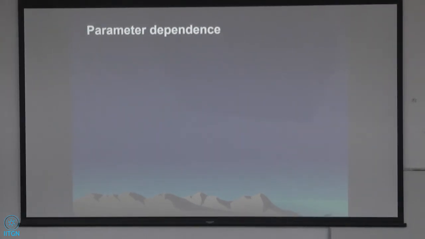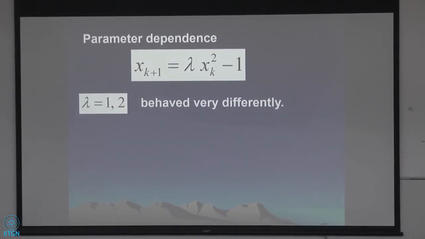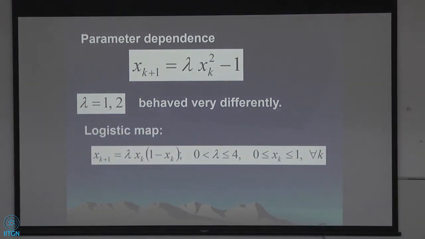So, what we have seen is that x_{k+1} = x_k^2 - 1 and x_{k+1} = 2x_k^2 - 1 behave very differently. With lambda 1 there was no chaos, with lambda equal to 2 there was chaos. So, this parameter dependence is important. For some parameter, like the initial energy in this pendulum case, and the map which has been studied most is this, which is known as the logistic map: lambda x_k into 1 minus x_k. Lambda is restricted within the range 0 to 4, so that x_k lies within the range 0 to 1.